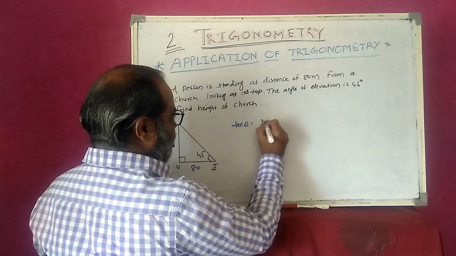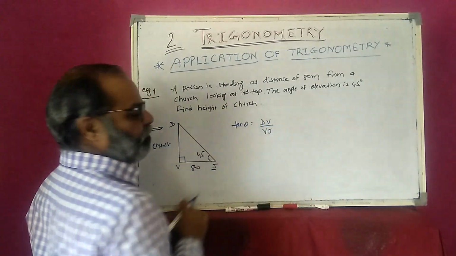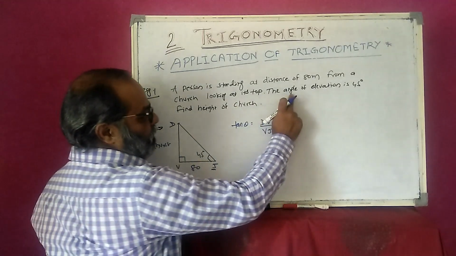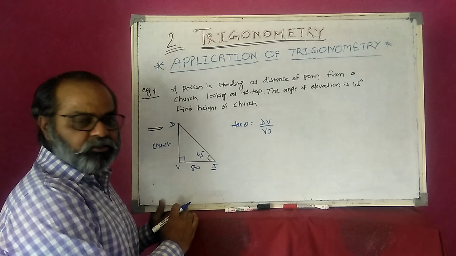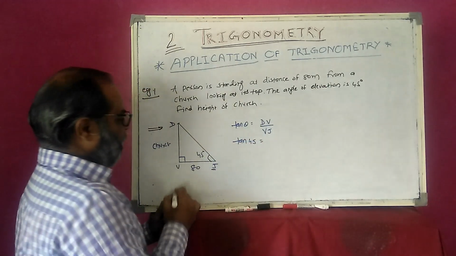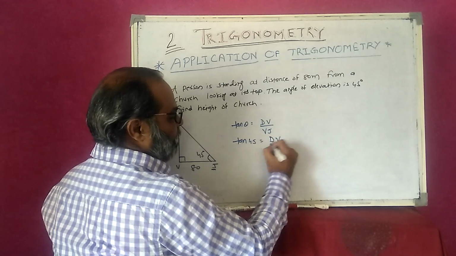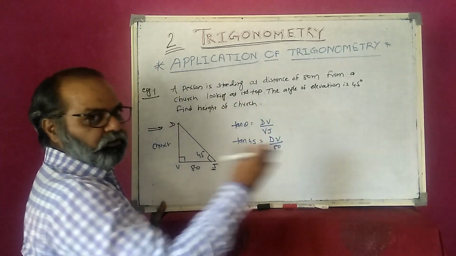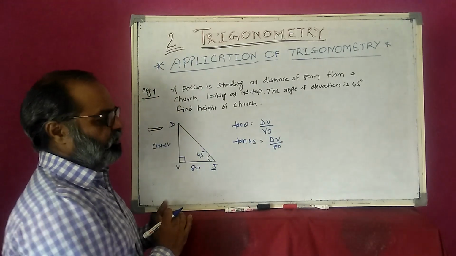So it is DV divided by VJ. So tan theta, what is the theta here? 45, because the elevation angle is 45. So here tan 45 is equal to DV over VJ. We just find the height of the church, that is DV, and VJ is the distance from which the person is standing from the church, that is 80.